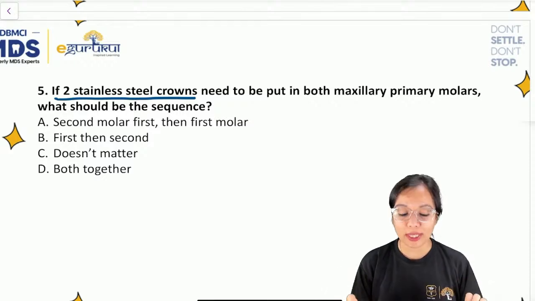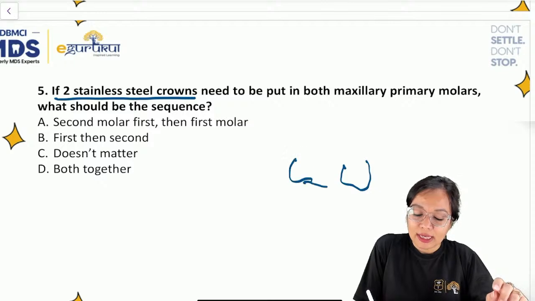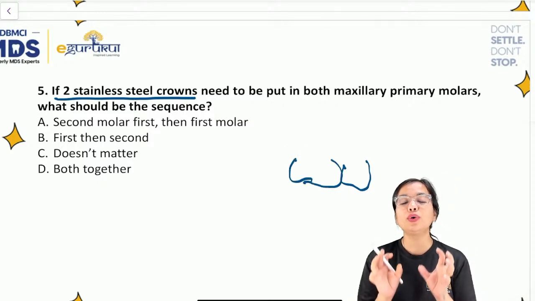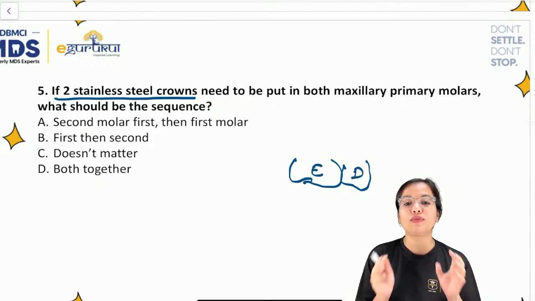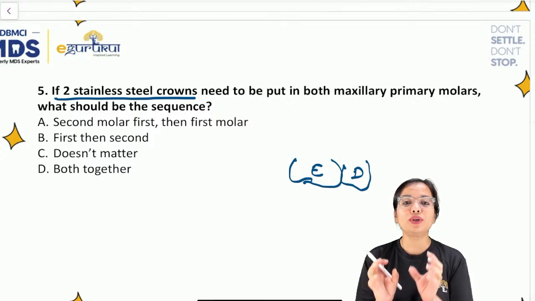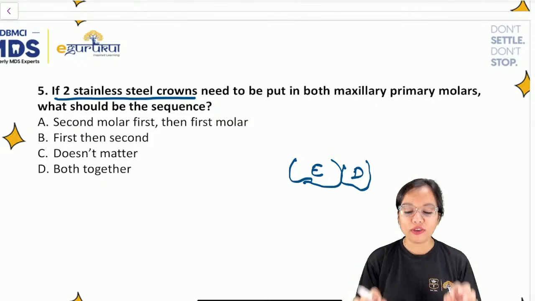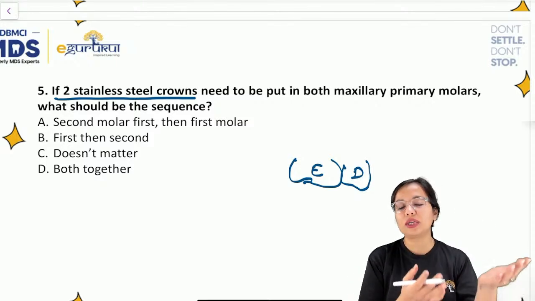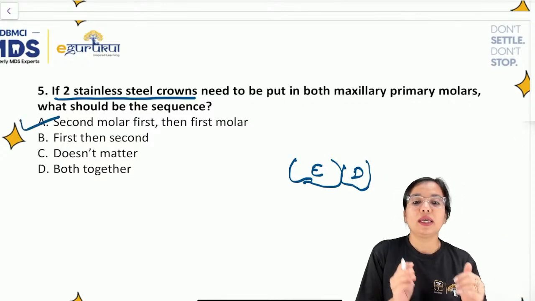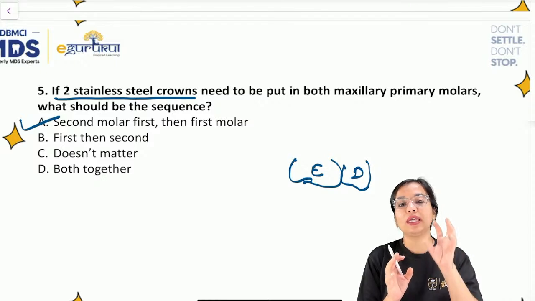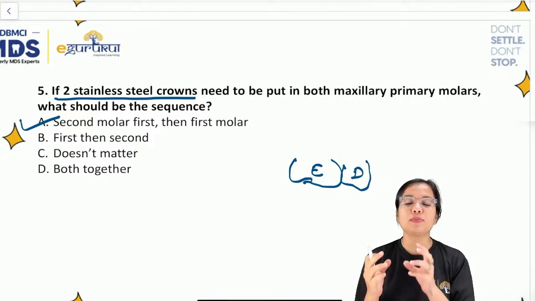Okay, so for example, there is a first primary molar and then there is a second primary molar, and you've done pulpectomy for both the teeth, that is for tooth number D and E, and now you need to put adjacent stainless steel crowns. So what should be the sequence? Always the distal crown is placed first and then the mesial crown is placed. That means the stainless steel crown on the E, the second molar, is placed first, and then it is placed on the first primary molar.